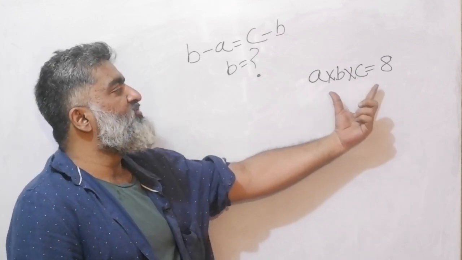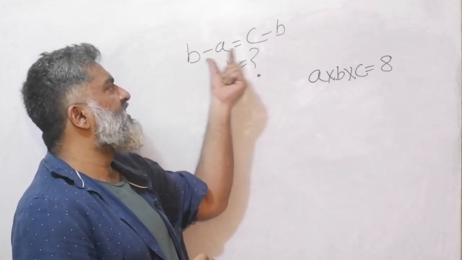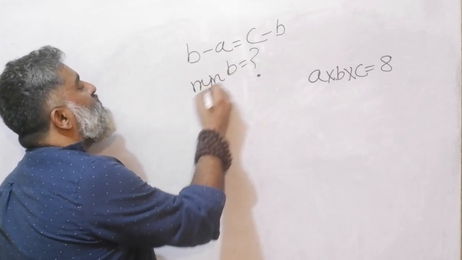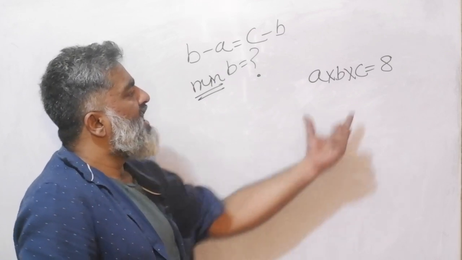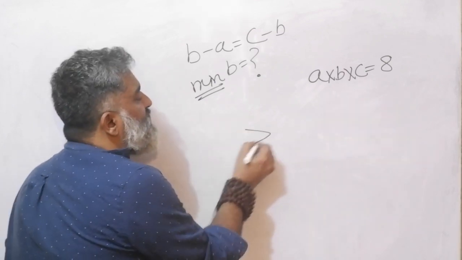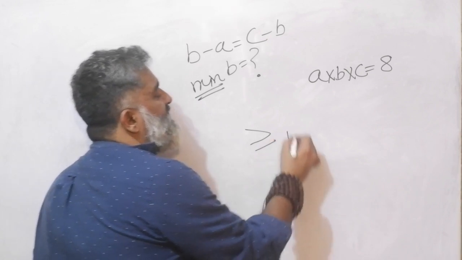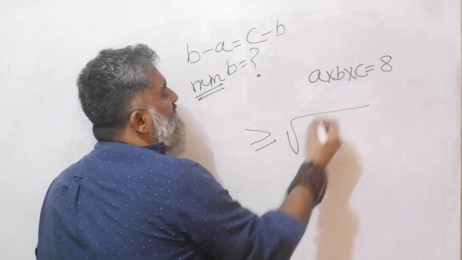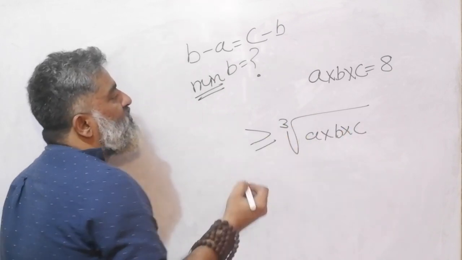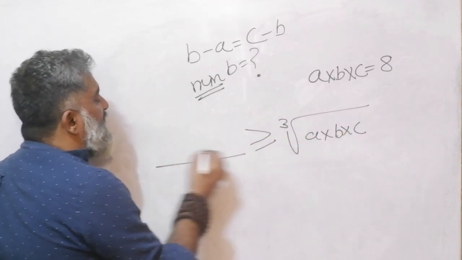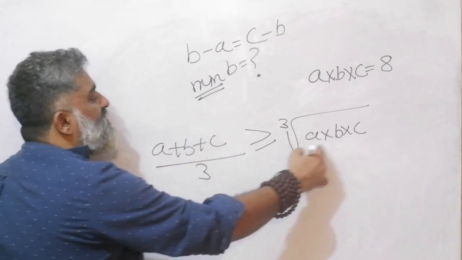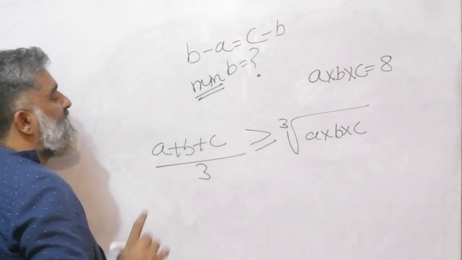So a into b into c, a product is given, some other equation is given, and I'm asked for the minimum value of b. So I have a product, so let me go for my AM-GM story very quickly. Put the greater than or equal to sign in between. I have a into b into c, so I will just put a into b into c here, and a cube root of that. That means on the other side, I will have the same terms, a plus b plus c, and the number of terms is 3, so the cube root and the 3 should be here.